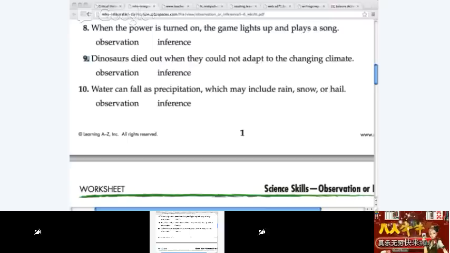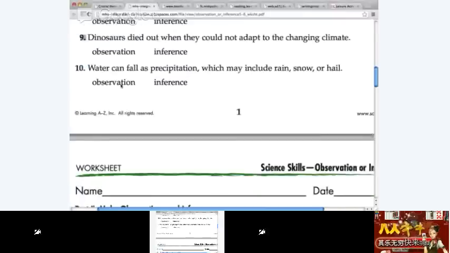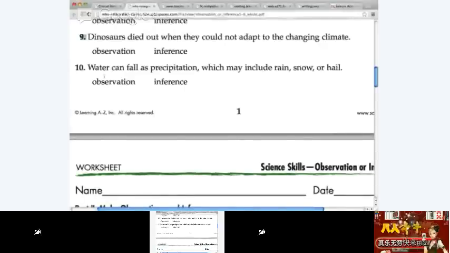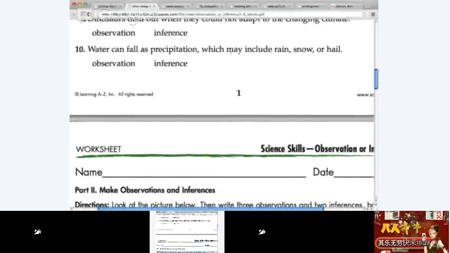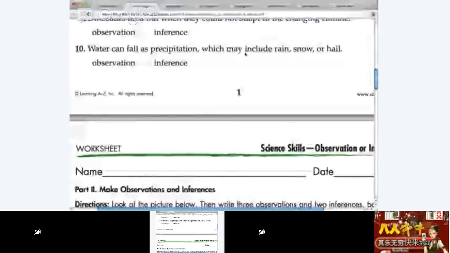Okay. And who wants to do the last one for me? Water can fall as precipitation, which may include rain, snow, or hail. And that is an observation, of course. Perfect. That's an observation. Perfect. Okay? Cool. All right. Now, let's make up our own observations and inferences, okay?